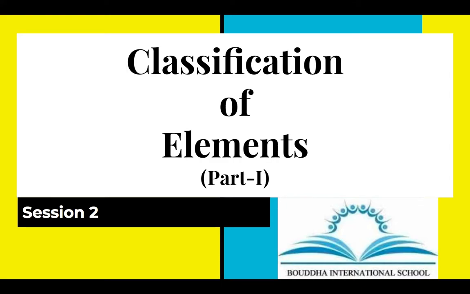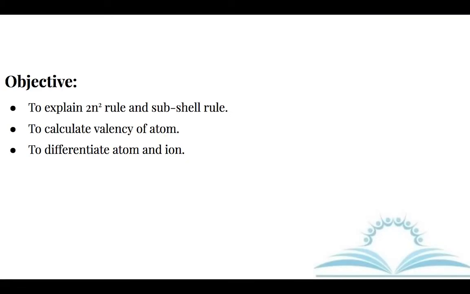Hello everybody, welcome to session 2 of the chapter classification of elements, and today we will be explaining the 2n square rule and subshell rule, and similarly we'll learn how to calculate the valency of an atom, and we will be differentiating atom from ion.